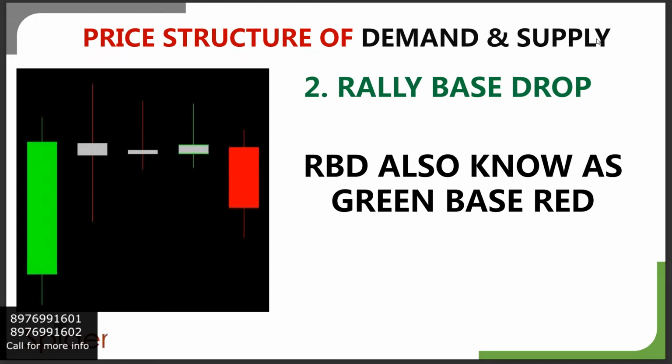After creating the base, you again get a sharp red candle, which means the stock is trying to take a reversal from the top. So there will be chances that this stock can fall. This RBD is also known as green base red. Basically this will help you with a reversal, which indicates that the stock has already reached the supply zone.